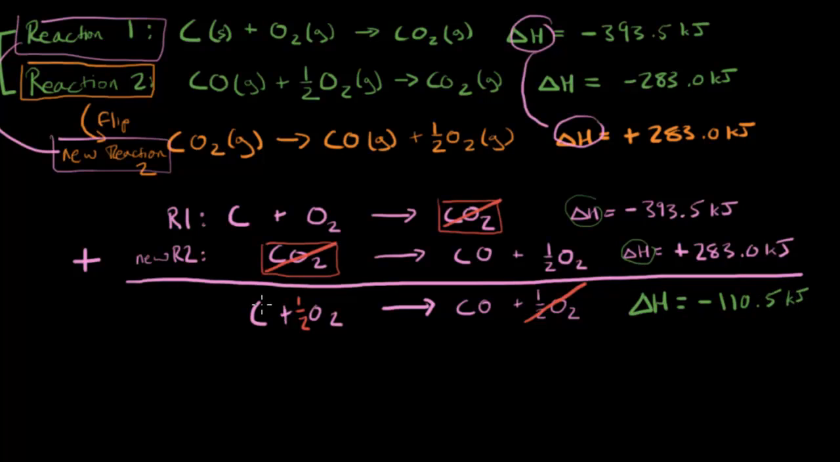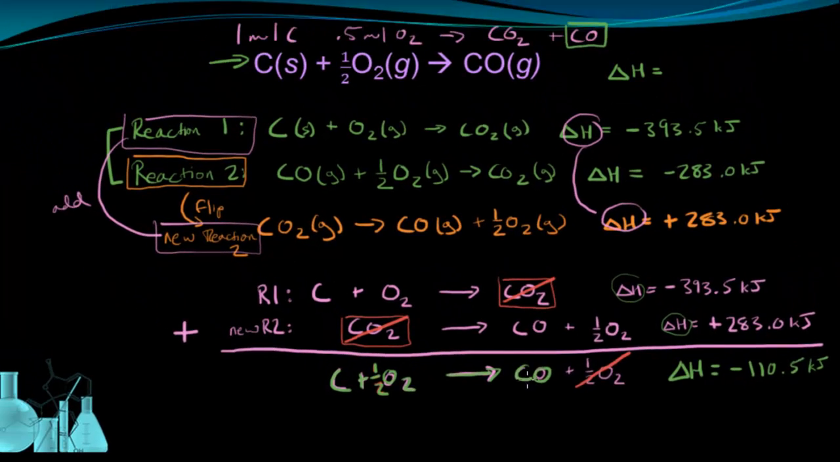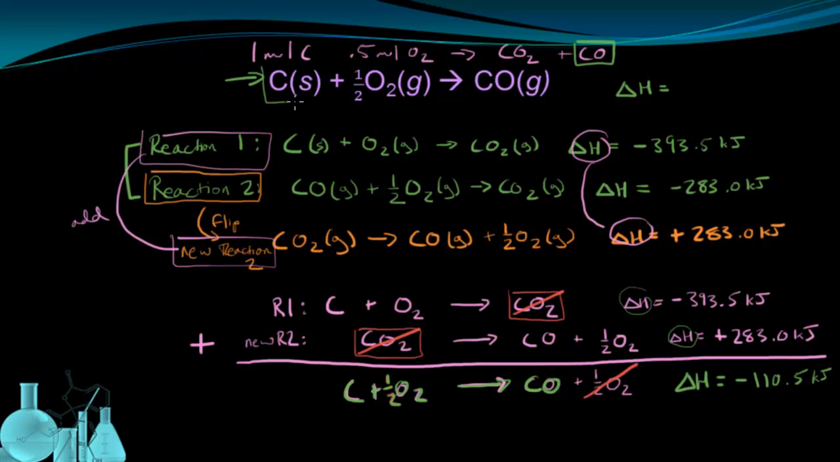And now if I look at the overall reaction I have down here, I have carbon plus 1/2 oxygen yields carbon monoxide. And that's the same as this original equation I was looking for. So the delta H for the original equation I just figured out using Hess's law. And that's negative 110.5 kilojoules.